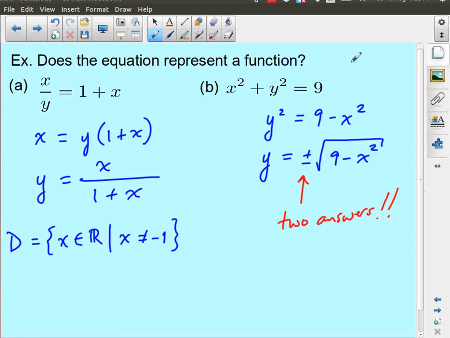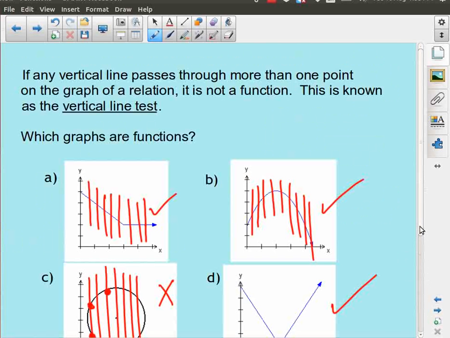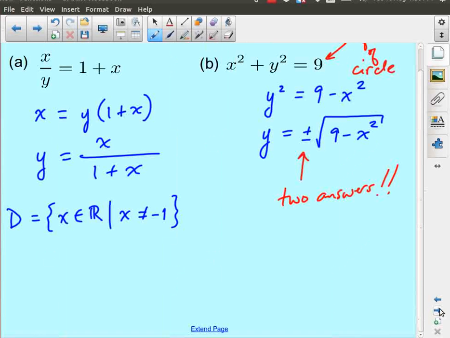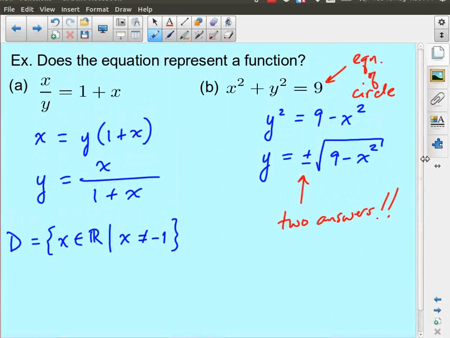And if you remember, this is the equation, if you recognize it, this is the equation of a circle. And if we go back to our vertical line test, we already covered one of those. Here is a circle. It fails the vertical line test. Well, this one's going to fail for the exact same reason.